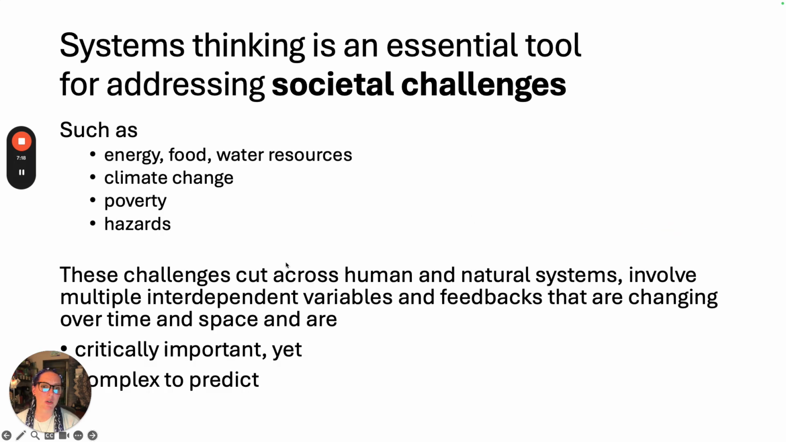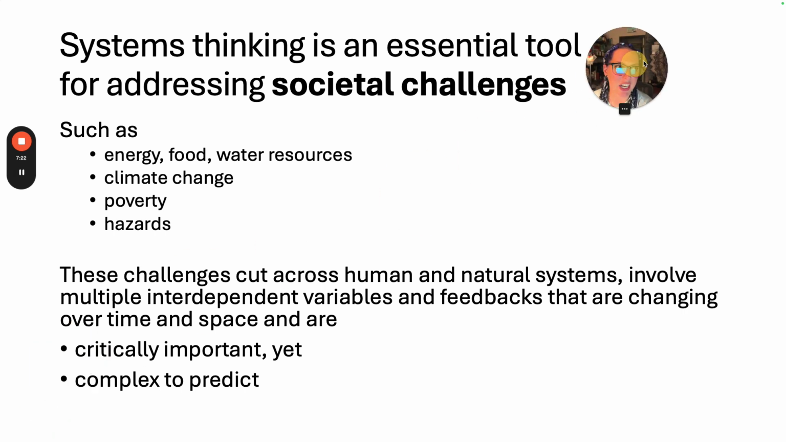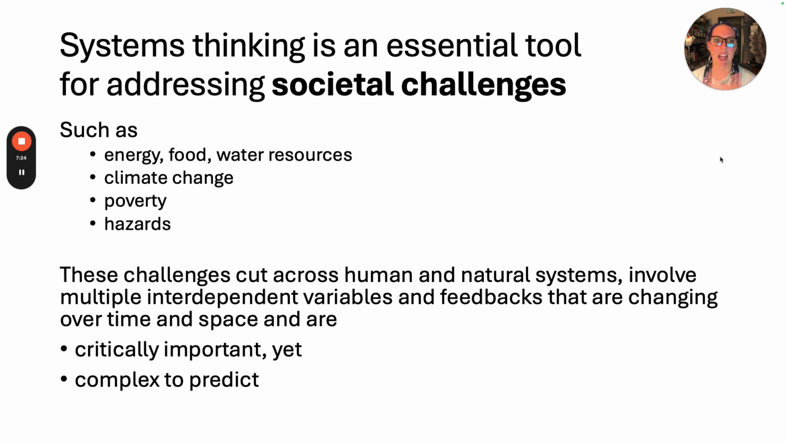This is also, of course, an essential tool for addressing societal changes, right? When you're thinking of things like energy, food, and water resources, poverty, climate change, hazards. There's never one silver bullet to fix homelessness, right? That's a big issue here in San Francisco, California. It's just move them from one place to another. Okay, well, that doesn't solve the problem, right? You're just moving things around. You're not actually doing anything to solve the issue.